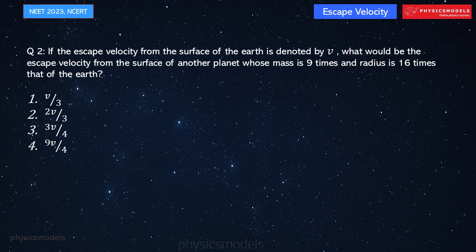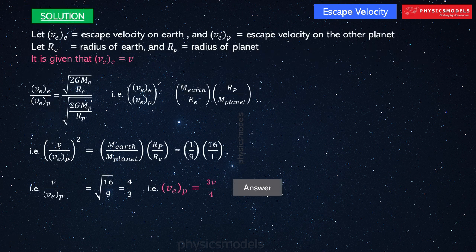We now move to the next problem. This is a typical NEET problem where another planet with a different mass, a different radius than that of the Earth is presented, and we have to find out what would be the escape velocity for a rocket launched on that planet as compared to the escape velocity on Earth. To solve this problem, it's important to fix the symbols correctly. So we have called VE as escape velocity on Earth. Similarly, VEP as the planet's escape velocity.